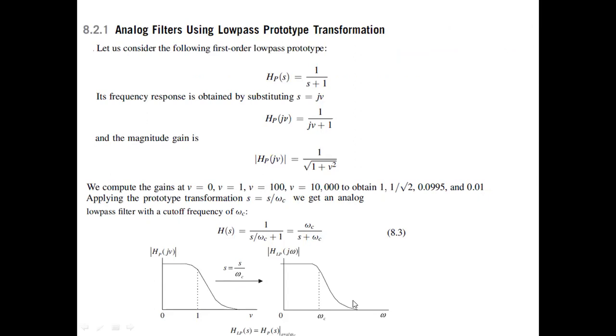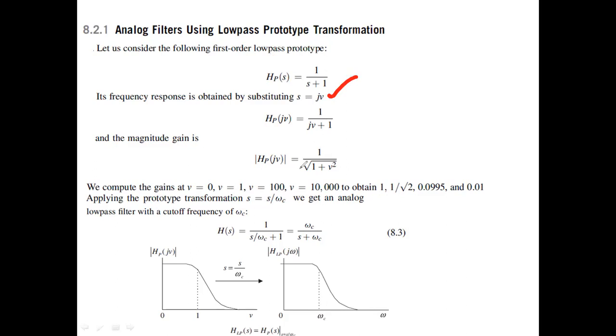So, analog filters using low pass filter design. Let us take this particular first order filter. Do you believe this is a first order filter? You can see the S. If you are talking about the Laplace transform of a first order differential equation, you would get a single S here. So that's a first order filter. Its frequency response is obtained by substituting S equal to j omega, where omega is the frequency. So H of j omega equals 1 divided by j omega plus 1.